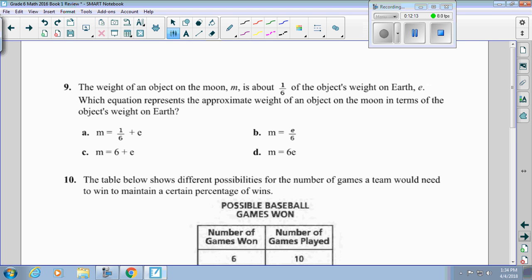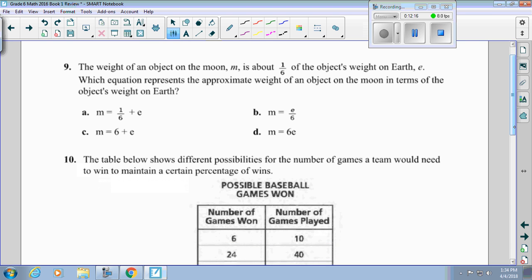All right, 9 is a little tricky. It says the weight of an object on the moon, M, is about 1/6 the object's weight on Earth, E. Which equation represents the approximate weight of an object on the moon in terms of the object's weight on Earth? This one sounds pretty complicated. Let's read through it again and see if we can make some sense of this. It says the weight of an object on the moon, M. So if you're on the moon, you weigh M, right? It's 1/6 of the object's weight on Earth.